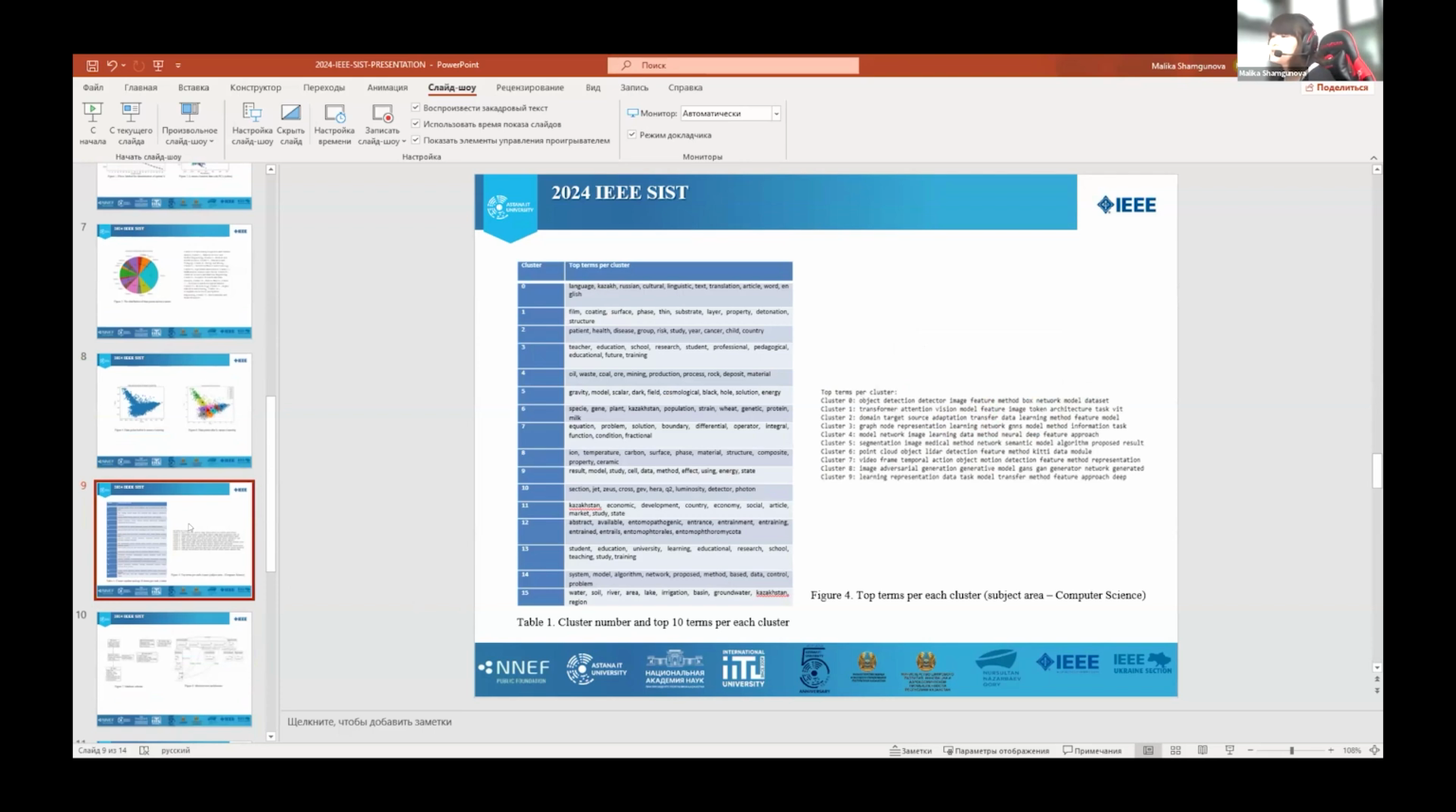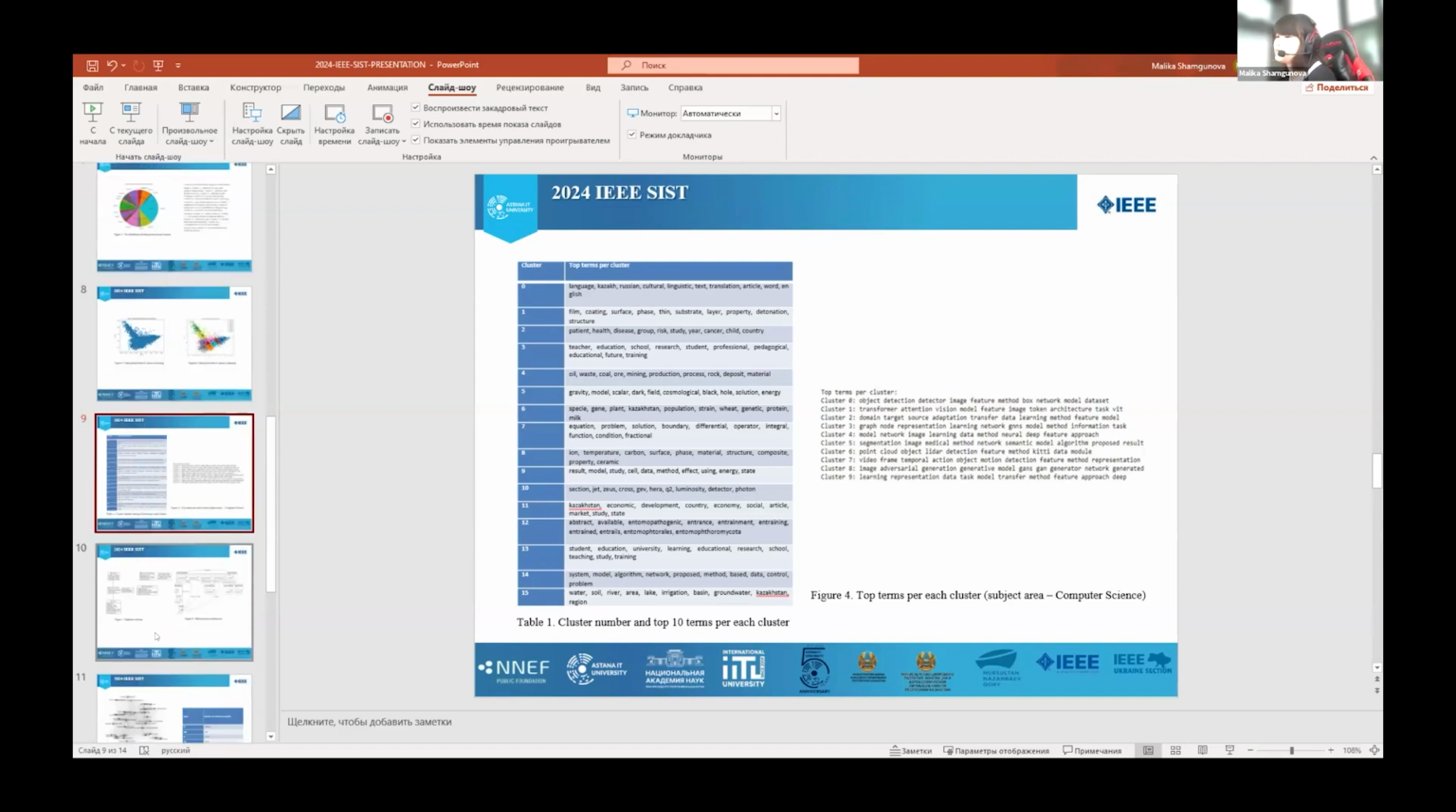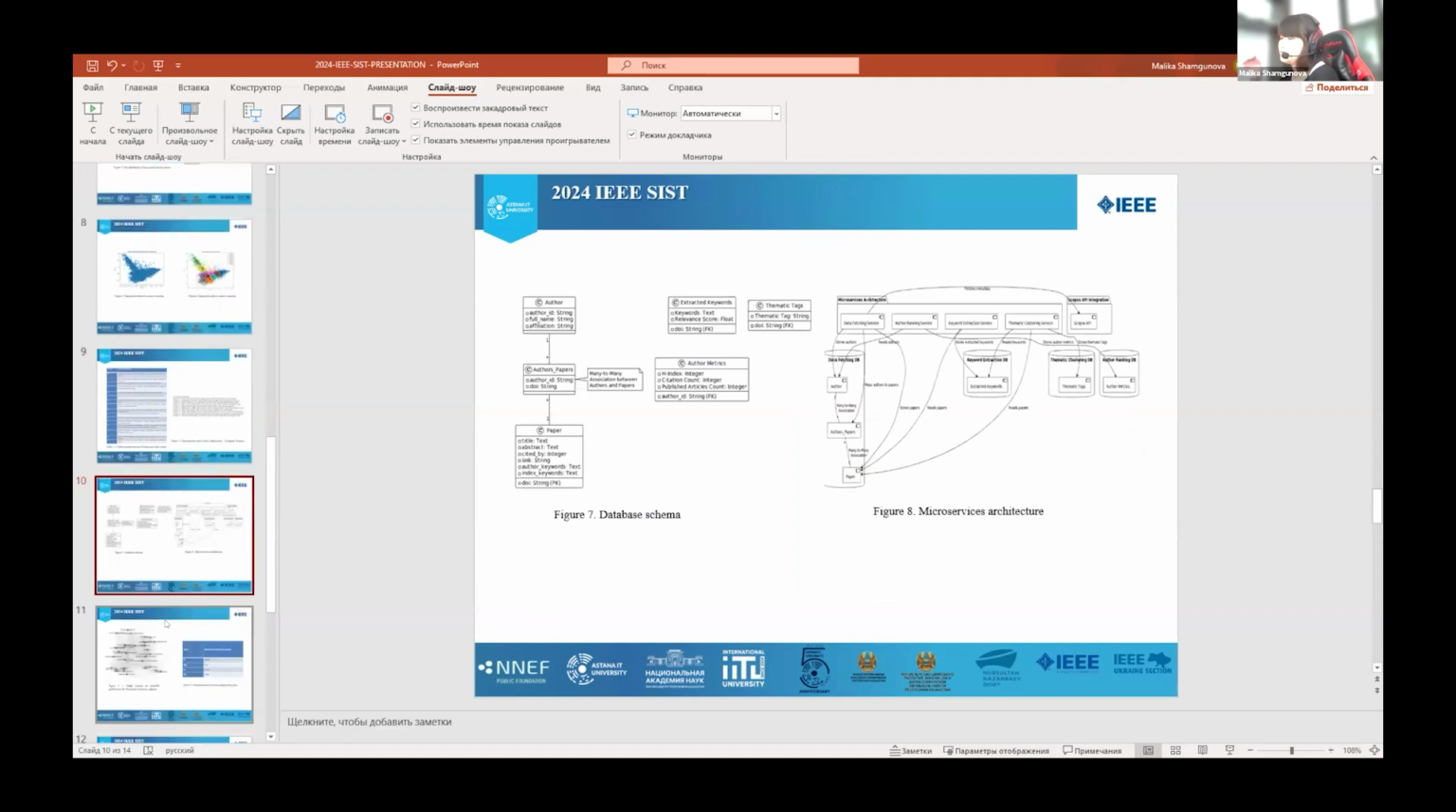We also can see that cluster 0 has top terms such as language, Kazakh, Russian, cultural, linguistic, and so on. And for example, we also could see another cluster, like cluster 15, which has top terms such as water, soil, river, area, lake, irrigation. And here figure 4 shows the top terms per each cluster, but with the research papers being from the subject of computer science.